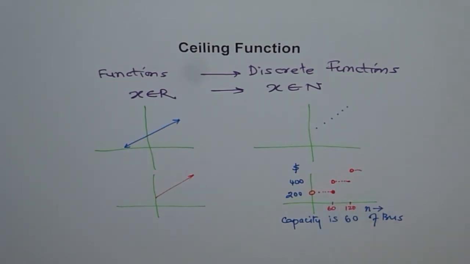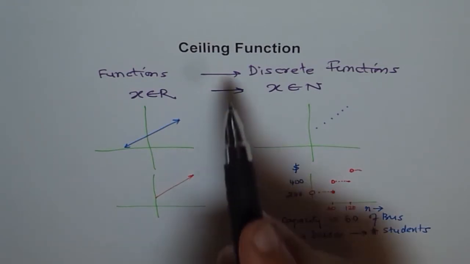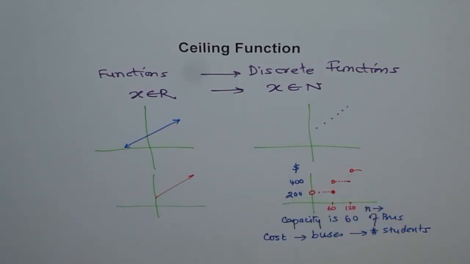We are trying to understand a couple of things here. That means we have cost, right? Which is related to buses, which is related to the number of students. So it's a function of a function. It's no more such a simple function, right? Otherwise it was so simple for us. Now here, how to do this kind of problem? So I'm introducing the ceiling function for you so that similar problems can be taken care of.